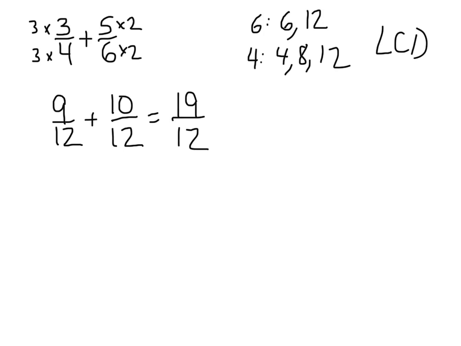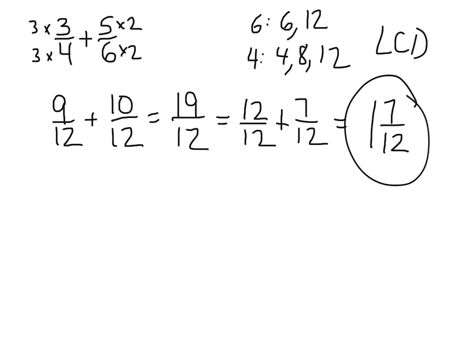Well, 19 twelfths is nothing more than 12 twelfths, which is a whole, plus another 7 twelfths, which is equal to 1 and 7 twelfths. And that's my answer. That's it for today's lesson.